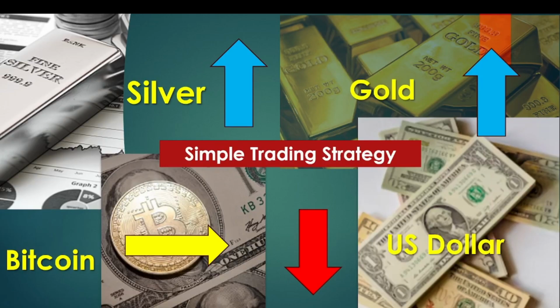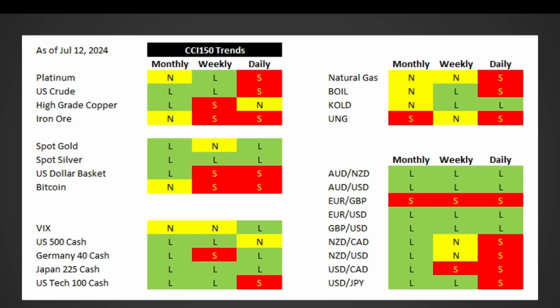It's another day for silver, gold, Bitcoin, and the US dollar for an update. It's the 12th of July. So you can see there gold and silver have risen slightly since our last update. Bitcoin has moved sideways and the US dollar has dropped slightly. This is our heat map.